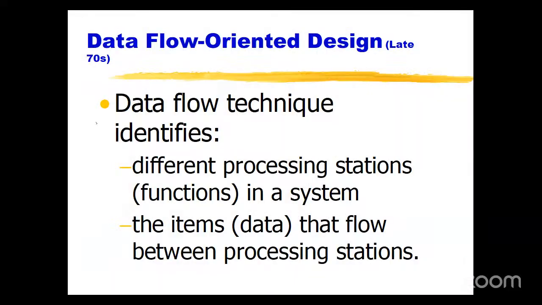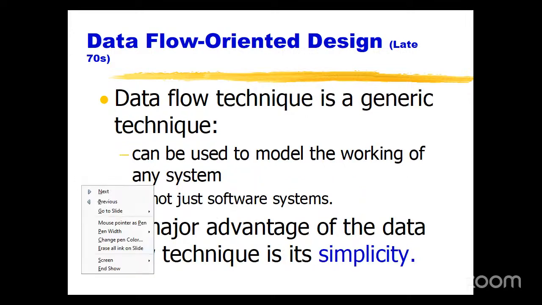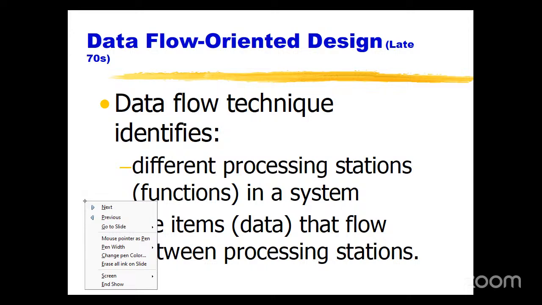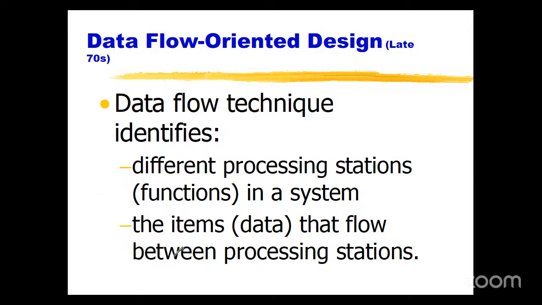So the data flow technique is identifying different processing stations in a system. Different processing stations, in the sense, are called the functions here. And once you are identifying your functions, then you can get the items, that is the data that flows between the processing stations. As in the same ATM project, once you are identifying your stations, that is functions.